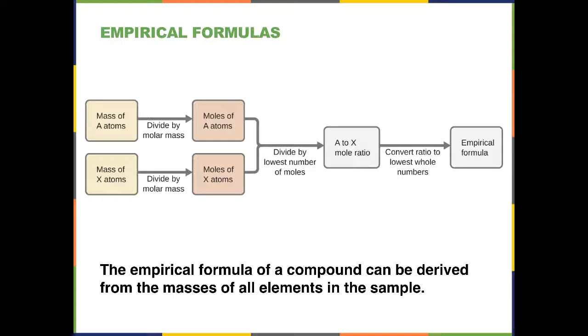So here's a diagram that basically shows the same thing. You have a compound that's made up of 2 types of atoms. One is A and the other is X. You start out, on the left here, by dividing each of those by the molar mass of each element, and it shows you end up with moles of A and moles of X. Then you divide by the lowest number of moles between those 2, and that gives you the molar ratio between those 2. This molar ratio represents the tentative empiric formula, and then you convert those to whole numbers by multiplying by a number that makes them whole numbers.